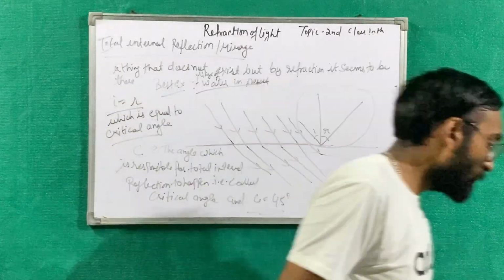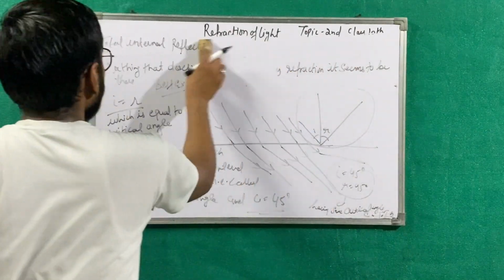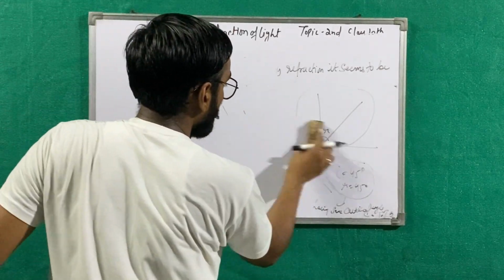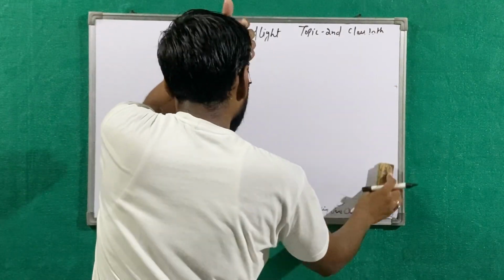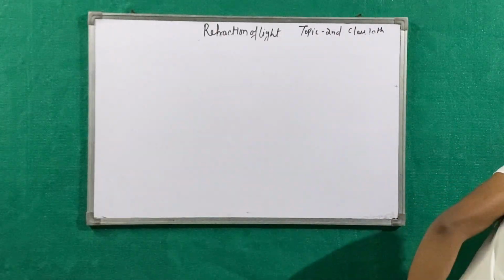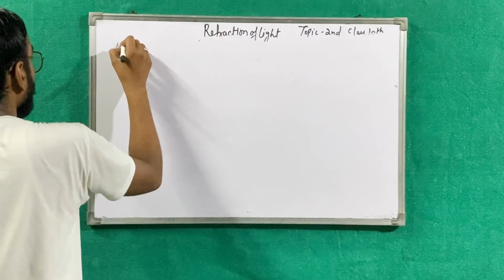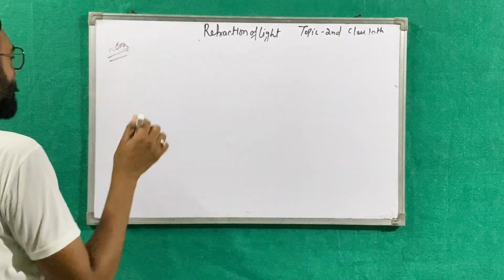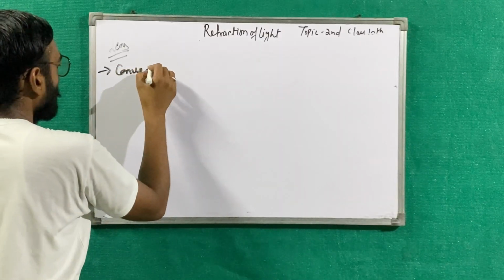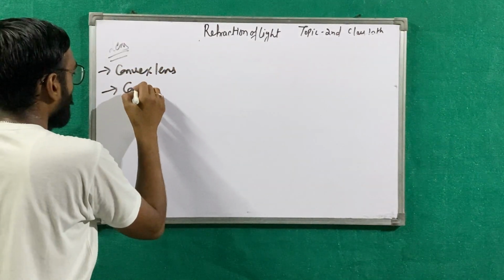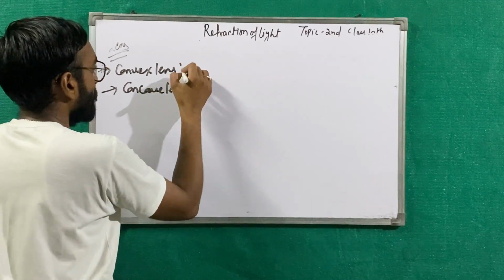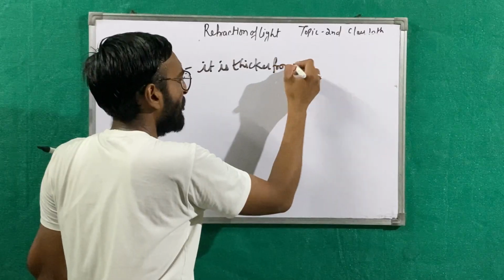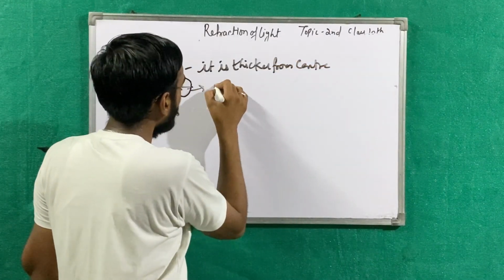And the next topic we are going to have is lenses. Basically we have two types of lenses. That is convex lens and concave lens. It is thicker from the center, thinner from the center.